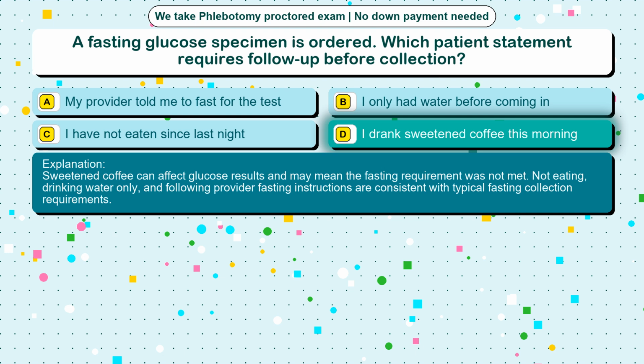Sweetened coffee can affect glucose results and may mean the fasting requirement was not met. Not eating, drinking water only, and following provider fasting instructions are consistent with typical fasting collection requirements.